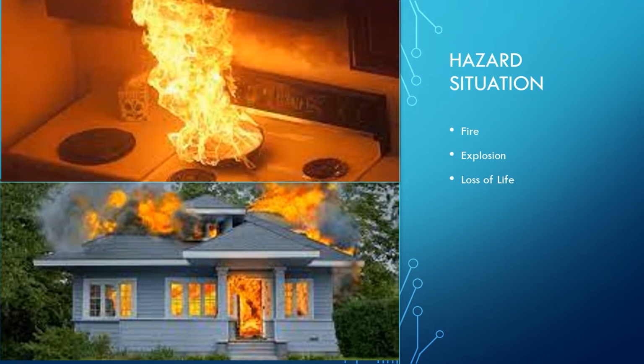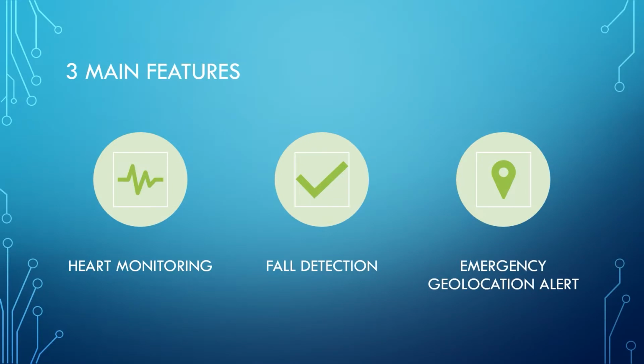Let's imagine another scenario when an elderly is cooking, and he or she accidentally falls down and loses consciousness. The fire stove, which is left open for a long period of time, may cause fire or even explosions. All of these hazards are very dangerous and could lead to the loss of life. Therefore, our team aims to solve these issues with our device. There are three main functions in our device, which are heart monitoring, fall detection, and emergency geolocation alerts, which will be further discussed by our group members.